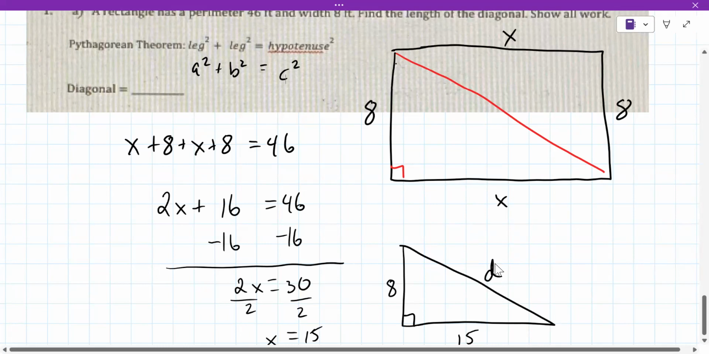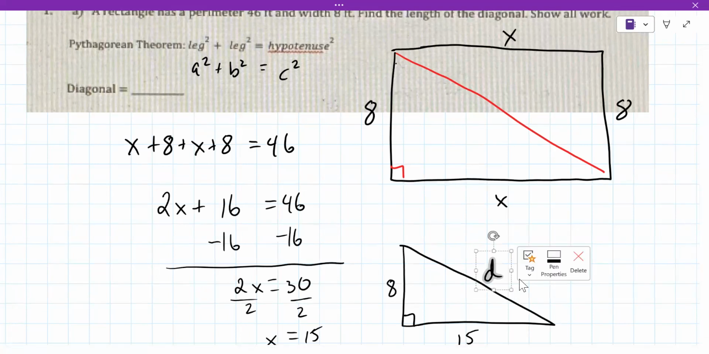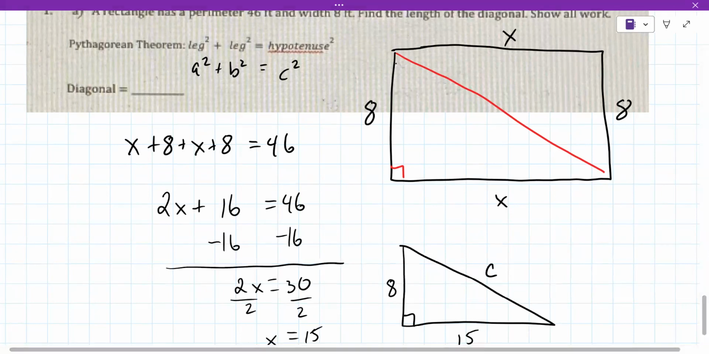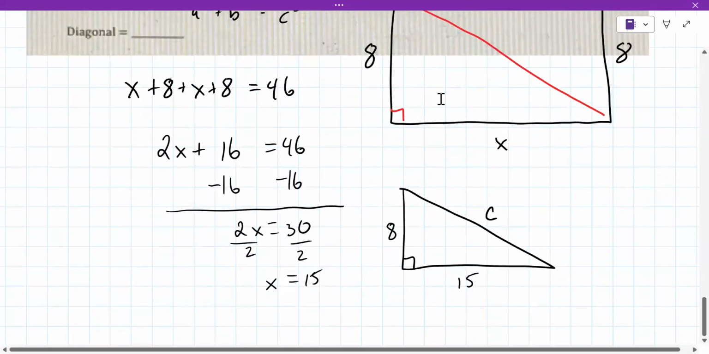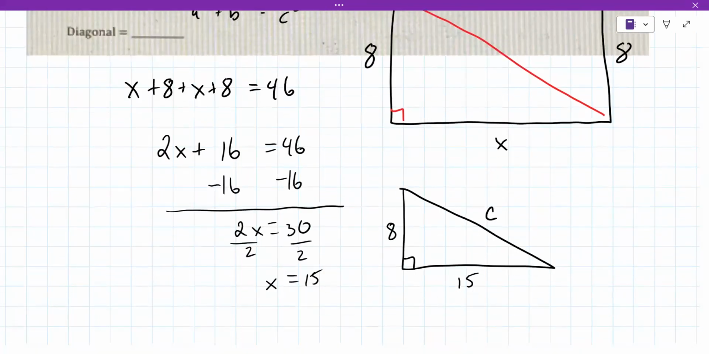Yes, and let me make that c. So what does that become? 64 plus 225. Do you have a calculator? I do. Okay, yeah, please use it. I'll also drop in the chat a scientific one if you want to use that as well.